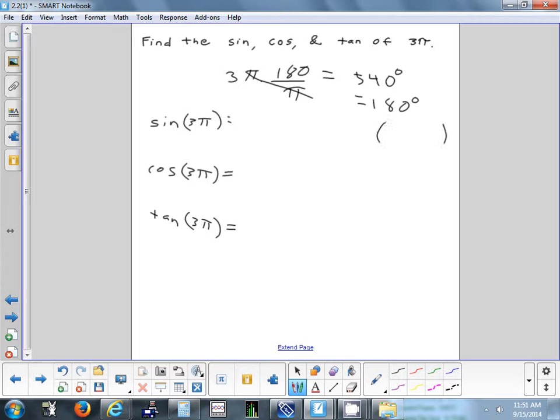Does anyone remember the coordinate for 180? Iris? Yep, negative 1, 0. Now our sine is the y value. Cosine is the x. And tangent is y divided by x. If you wanted the other 3, you just flip them. Okay, any questions before we finish up with our last problem?